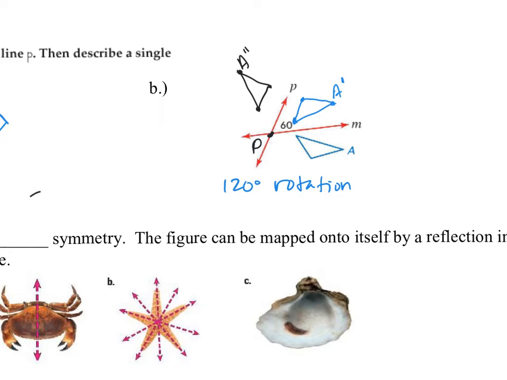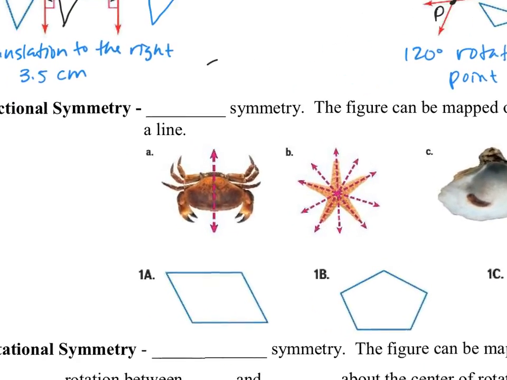So we don't need to write that down, about the point P, because it will always be a rotation about the point where the two lines of reflection intersect. Okay, so now let's go ahead and turn our attention to a different topic.